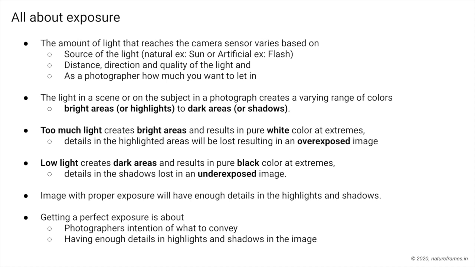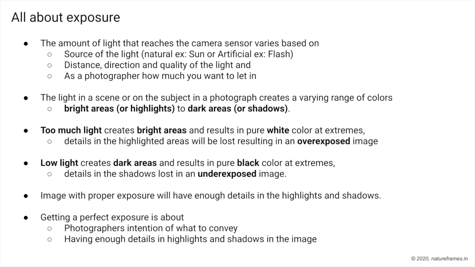The light in a scene or on the subject in a photograph creates a varying range of colors, from bright areas or highlights to dark areas or shadows. Too much light creates bright areas and results in pure white color at extremes. Details in the highlighted areas will be lost, resulting in an overexposed image.